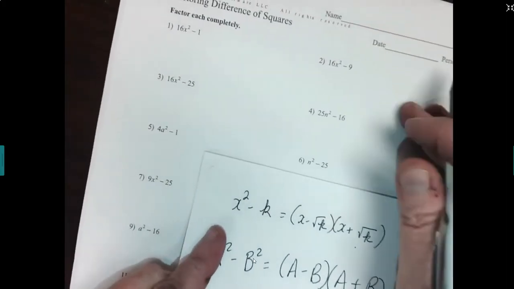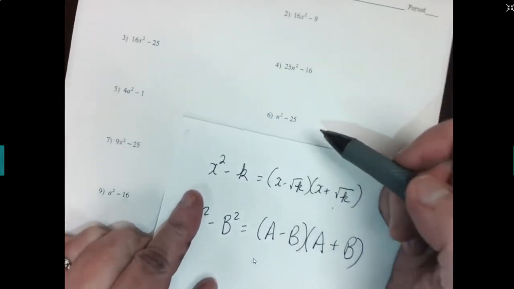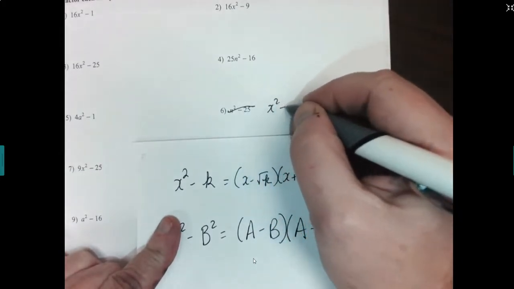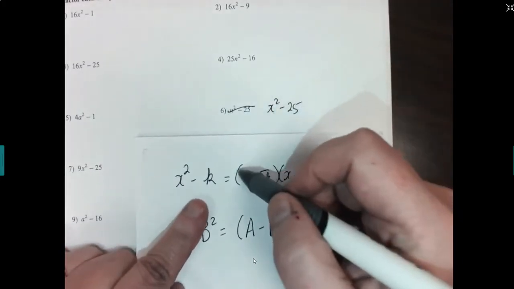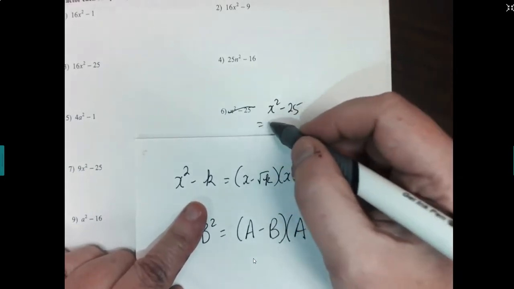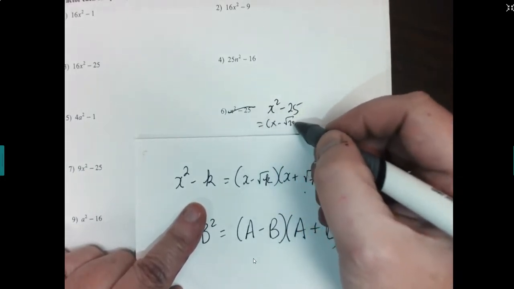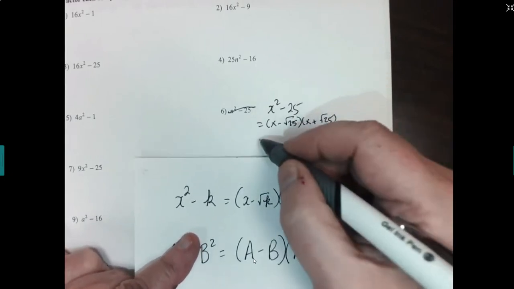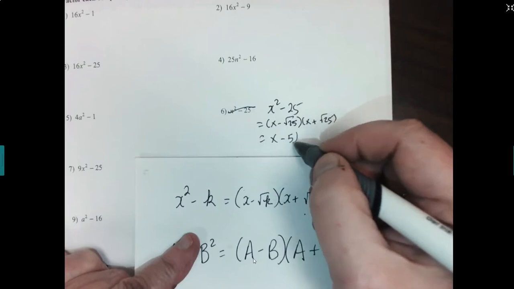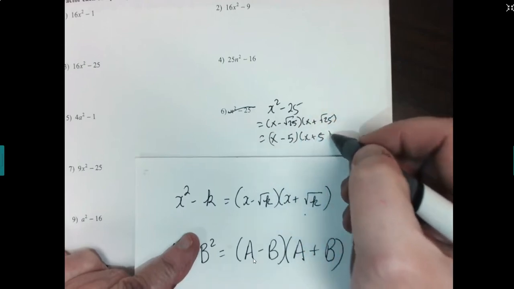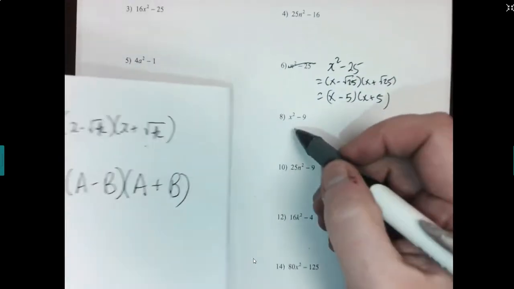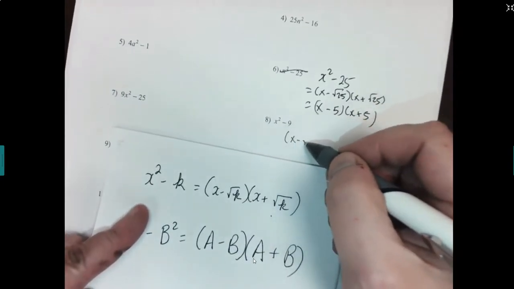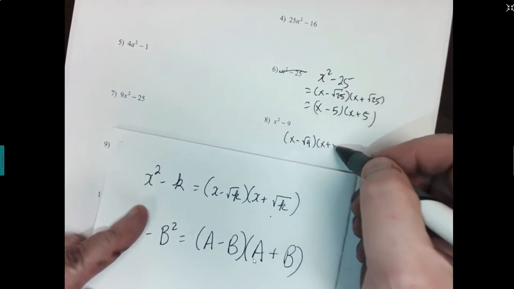Okay, so this one will work. I'm just going to rewrite it with an x. And using this, it's going to be x minus the square root of 25 times x plus the square root of 25, which is going to be x minus 5 times x plus 5. Okay. This one, I can use this formula. X minus the square root of 9 times x plus the square root of 9.